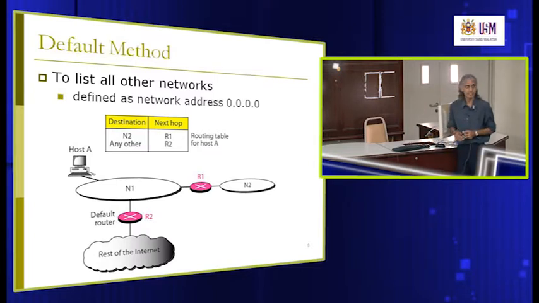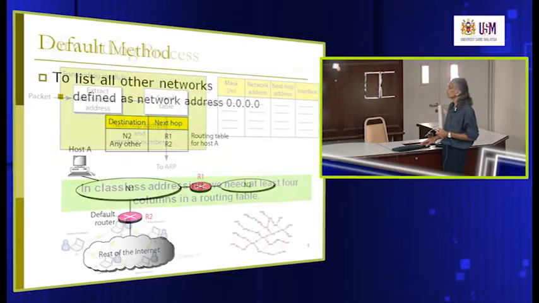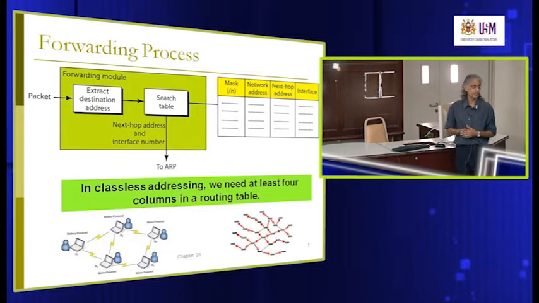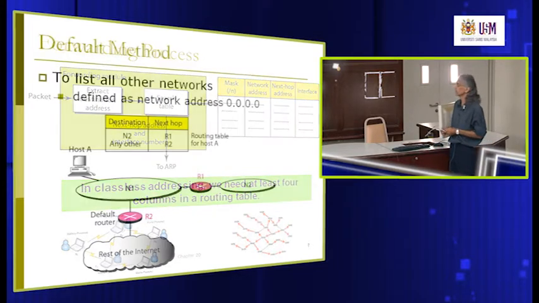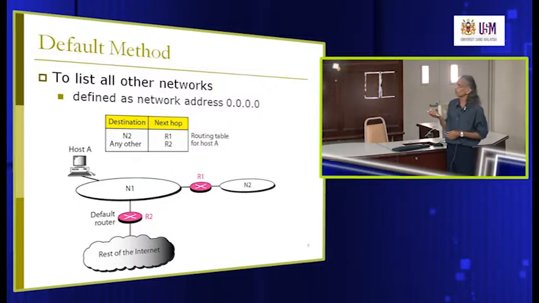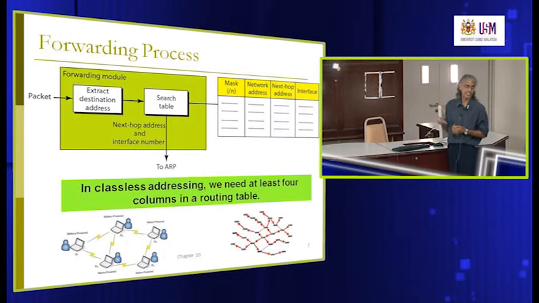Okay, so these are three methods used to reduce the size of a routing table. Now, the forwarding process by the router, as I said earlier: the packet comes in to the router. The first thing the router does is extract the destination IP address from the packet. Then the destination IP address is searched in the routing table to see if it exists or not, and what to do next. From there, it will tell you which next hop to take, and then send it out.